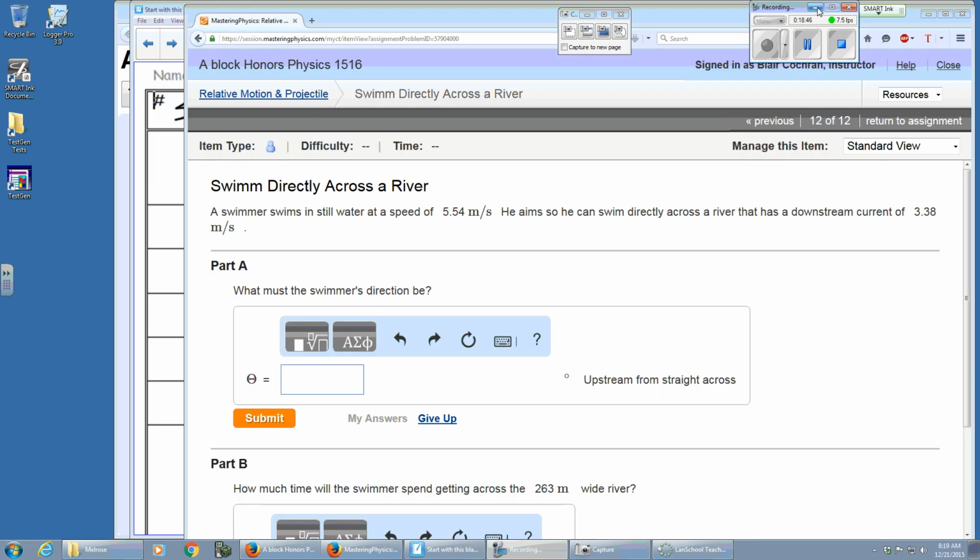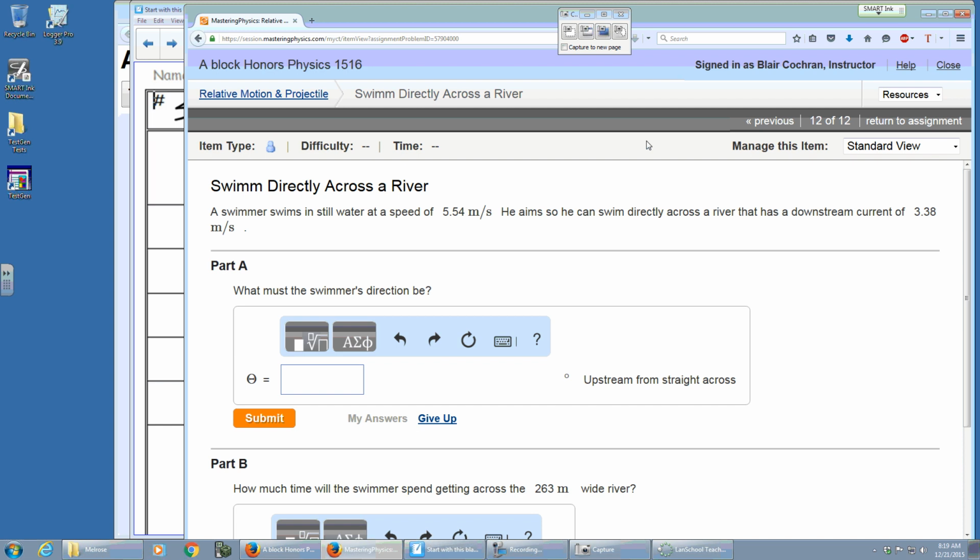All right, let's look at number 12 here. Swim directly across a river. You've got the swimmer that aims so he can swim directly across a river that has a downstream current. Now, on these river problems especially, you want to be conscious of the wording. So he aims so that he can swim directly across the river. That means he aims so that his path ends up being directly across the river.